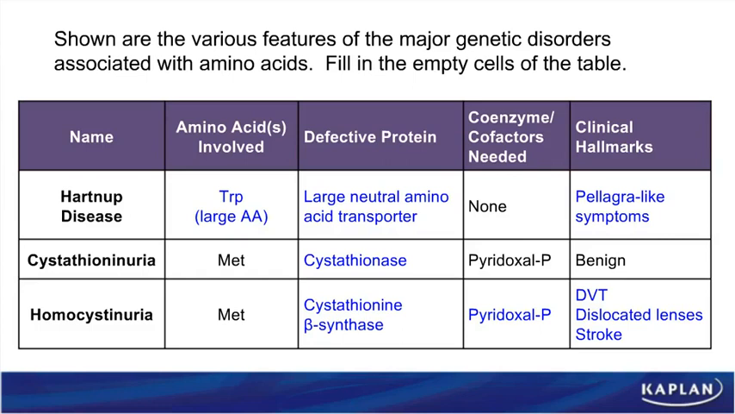Homocystinuria is due to defective enzyme cystathionine beta synthase. When the enzyme is defective, homocysteine will accumulate and will back up into making more methionine. The enzyme needs pyridoxal phosphate. When the enzyme is defective, homocysteine will accumulate, giving rise to deep vein thrombosis, dislocated lenses, and stroke.